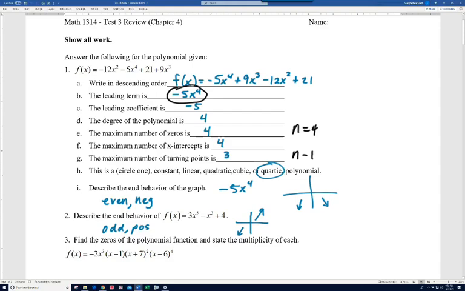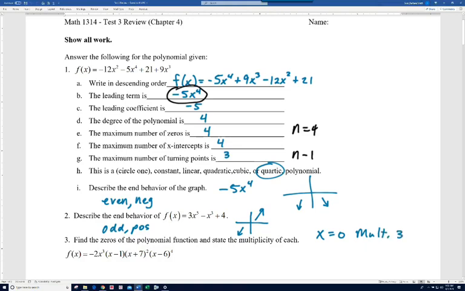All right. Let's look at number 3. It says find the zeros of the polynomial function and state the multiplicity of each. So for each variable factor, we're going to have a 0. So notice we have x cubed here. So x equals 0 is a 0. And since it's to the 3rd power, basically we have 3 factors of x. That means we're going to count that 0 3 times.